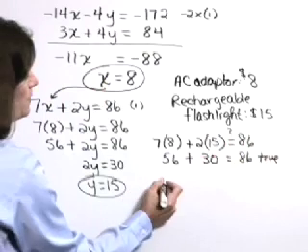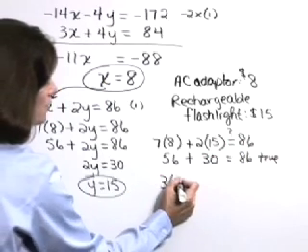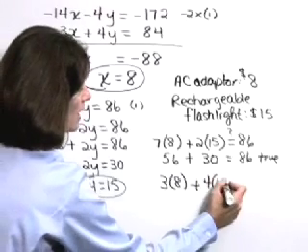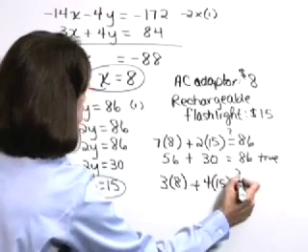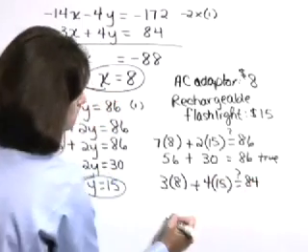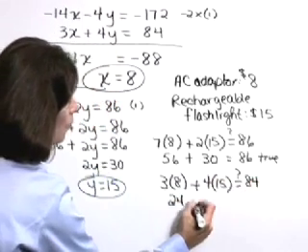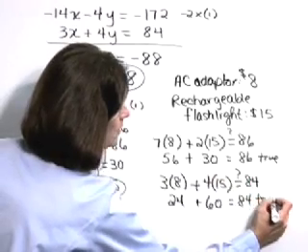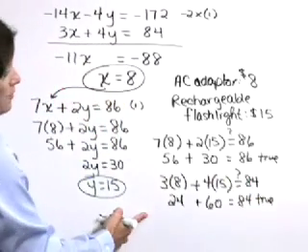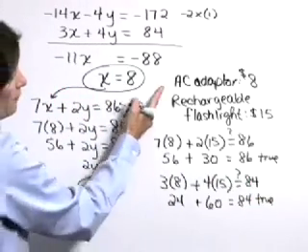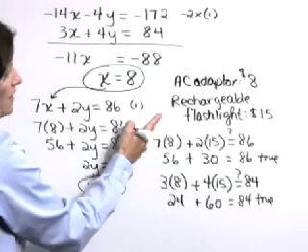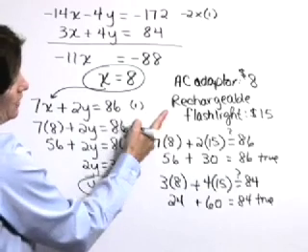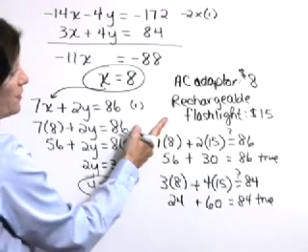Let's check equation 2. Is 3 times 8, plus 4 times 15, equal to 84? In other words, is 24 + 60 equal to 84? Yes, it sure is. So our solution checks in both equations. We can feel comfortable then that we have the correct answer and that the selling price of an AC adapter is $8. The selling price of a rechargeable flashlight is $15.